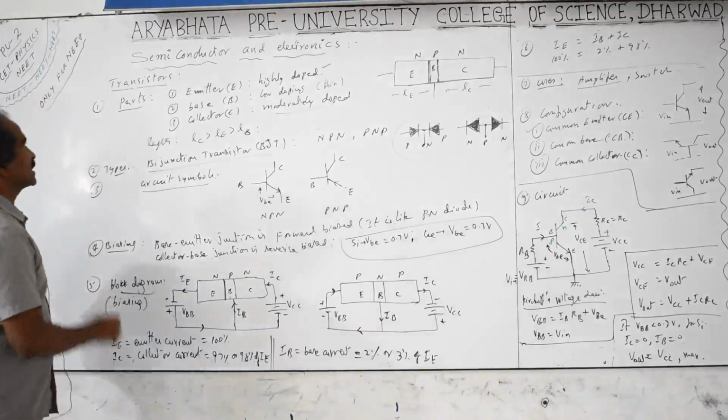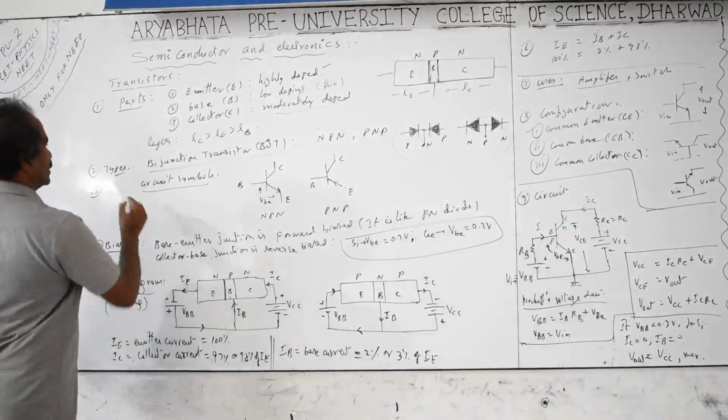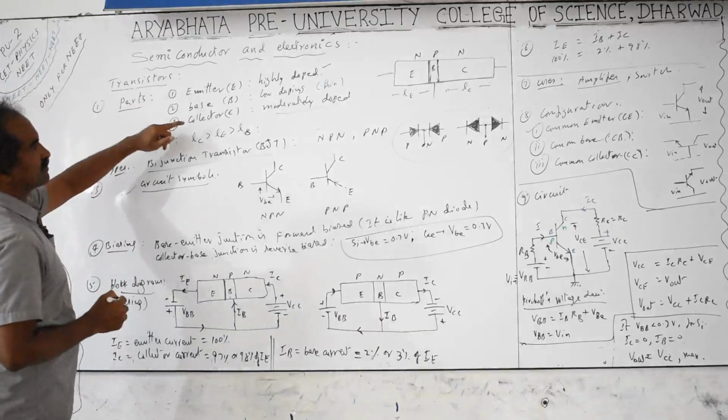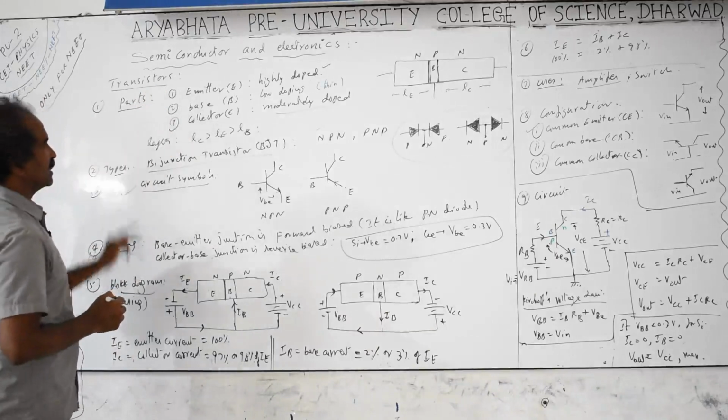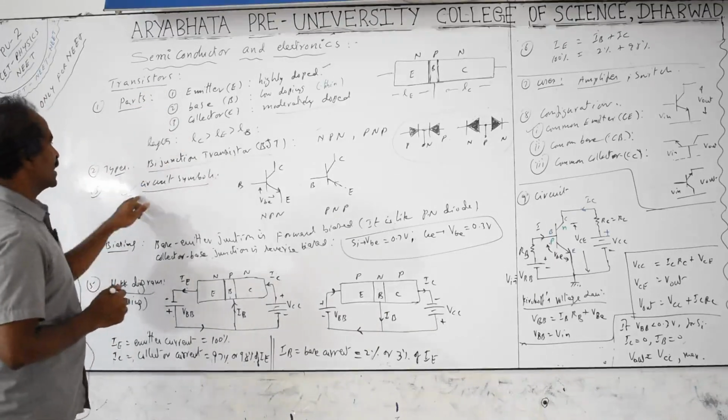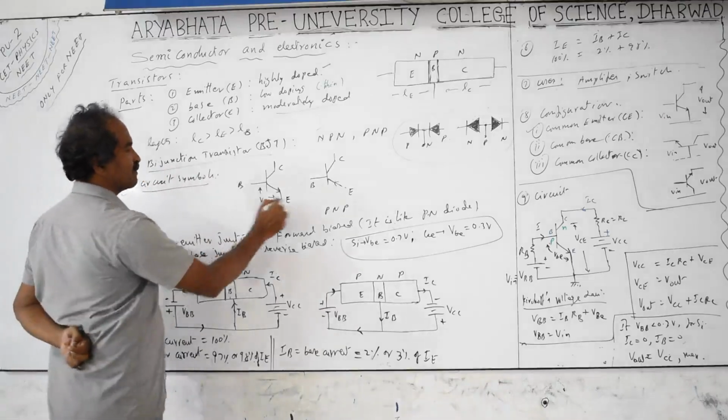But the circuit symbol for the transistor is also important for us, along with the types of transistors, doping and length related to the resistance. Next is circuit symbols. This is an NPN transistor.